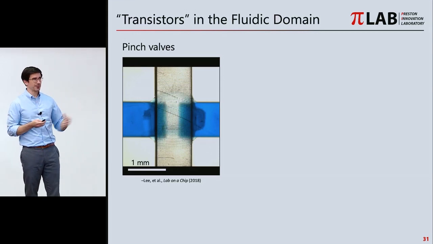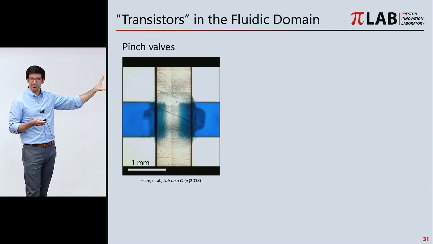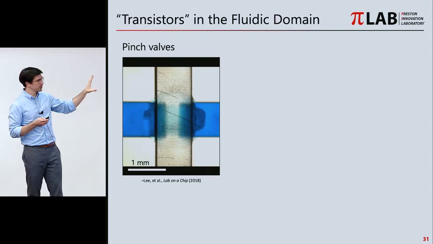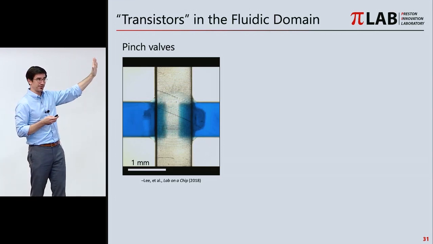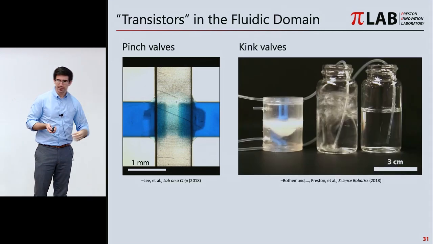These are also known, of course, as the quake valve, where in this case we see some pressure applied to the transparent channel that prevents flow in the blue flow channel. This works pretty well, but we do typically need a higher pressure in the gating transparent channel than the pressure in the flow channel, and so that prevents things like cascadability.